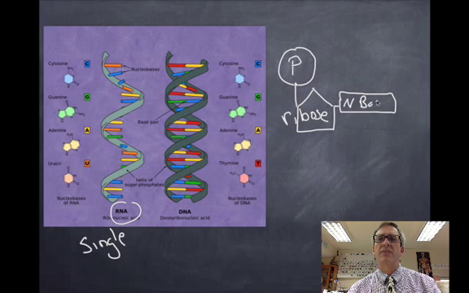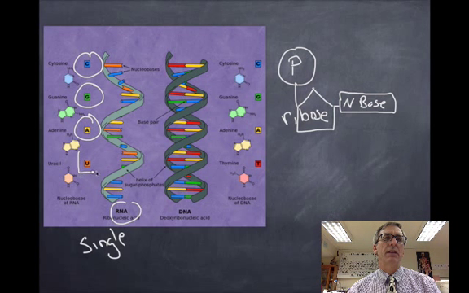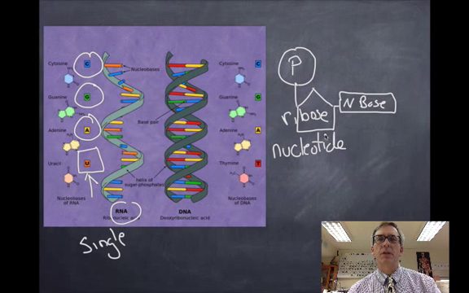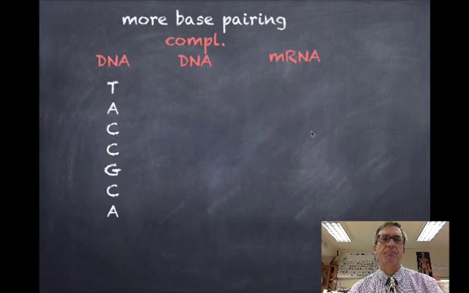And the nitrogen bases in this case look familiar to us. There's still a C, there's still a G, still an A, but there is no thymine. Instead, there's a uracil. We'll abbreviate that with a U. But once again, this is still a nucleotide, a building block of a nucleic acid, in this case RNA.